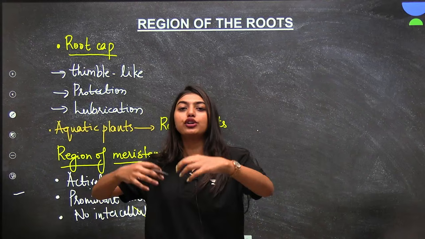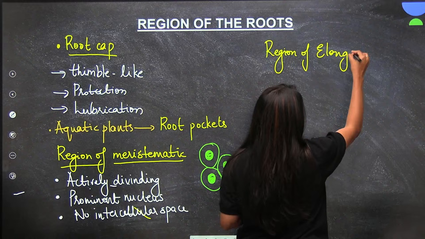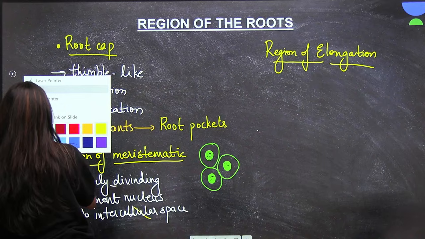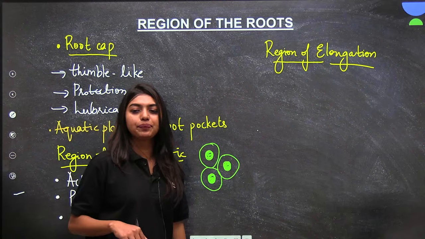The next region is your region of elongation. Every time we have studied elongation, say in molecular basis of inheritance, whenever we talk about elongation, what is the first term that comes into your head? Yes, vacuoles are absent here. That is also a good point that we have to write here. Vacuoles are absent.